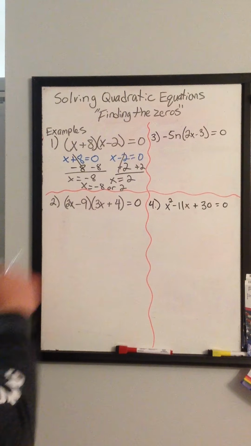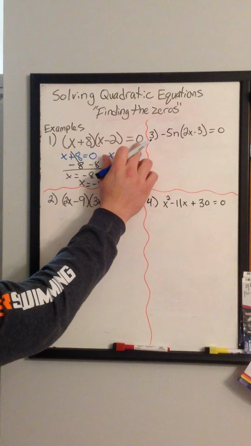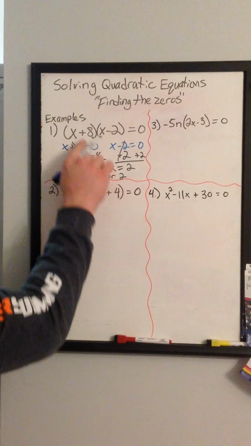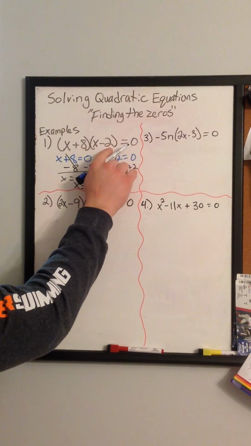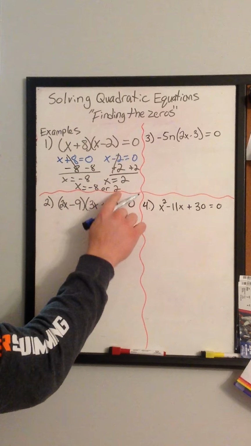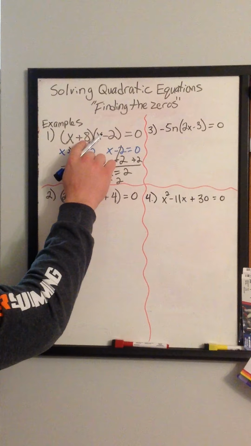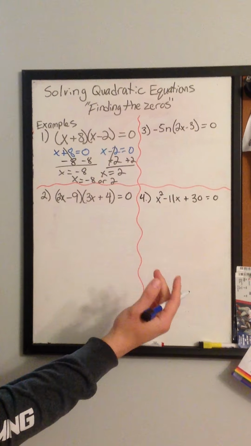Either one of those, because if you think about it, if we were to plug either one of those numbers back into the equation, we would get 0 as an answer. Negative 8 plus 8 is 0. Negative 8 minus 2 is negative 10. 0 times negative 10 is 0. If we were to plug the 2 in, 2 plus 8 is 10. 2 minus 2 is 0. 10 times 0 is 0.